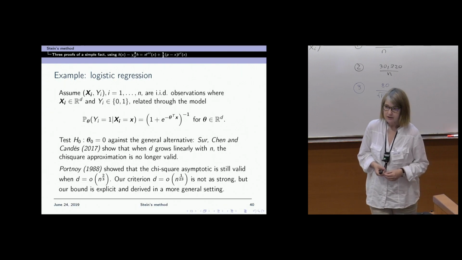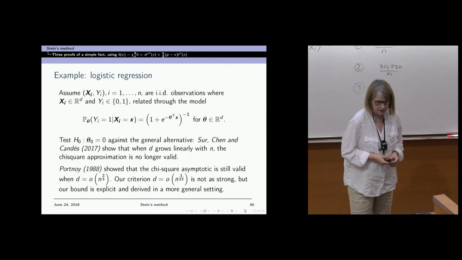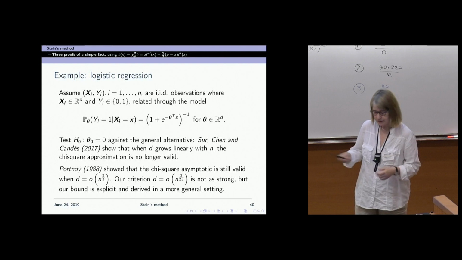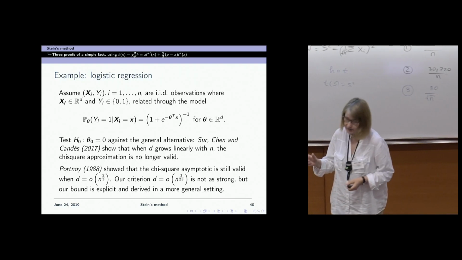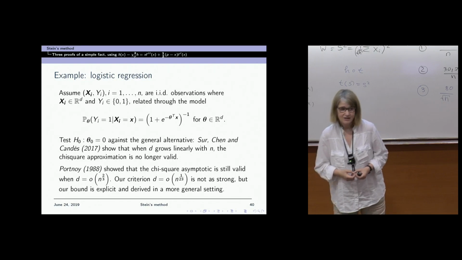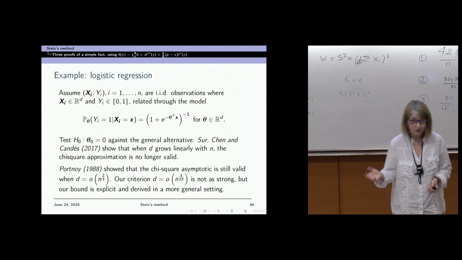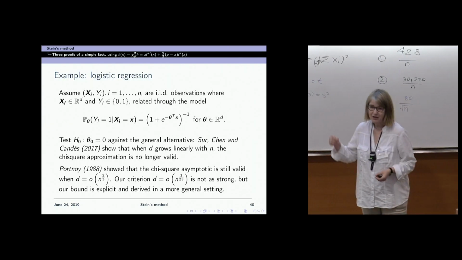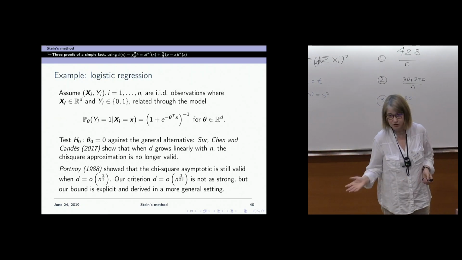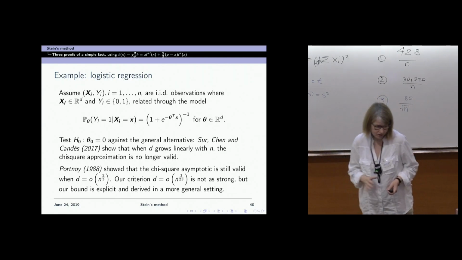That has been treated in a paper by Chen and Candès in 2070. They actually show that when d grows as fast as n, then the chi-square approximation no longer holds. So we have d to the 1, like n over 1 over 23. That's certainly below d equal to n, but we cannot assume that if d is larger than n, the chi-square approximation would hold. And that makes sense. They actually give a correction term to make things still work out.